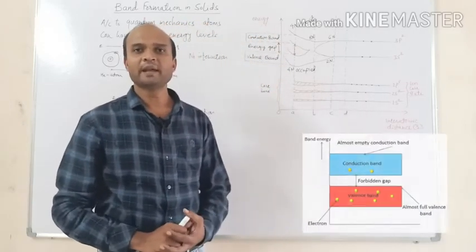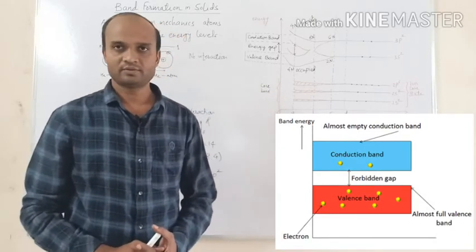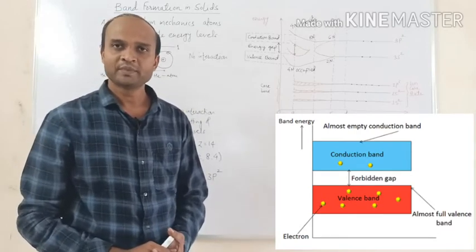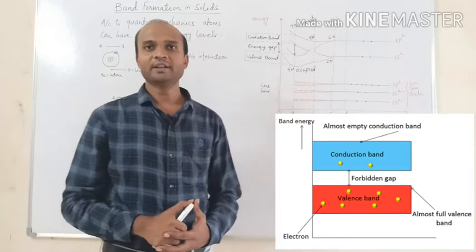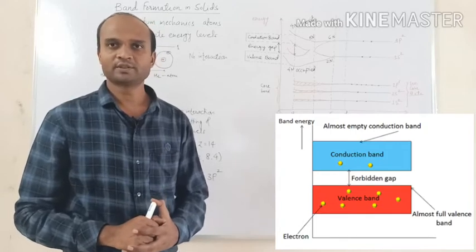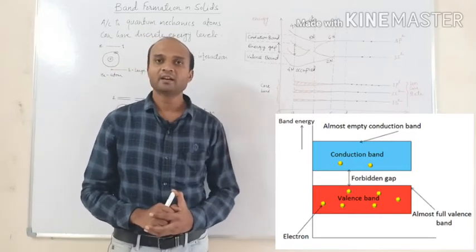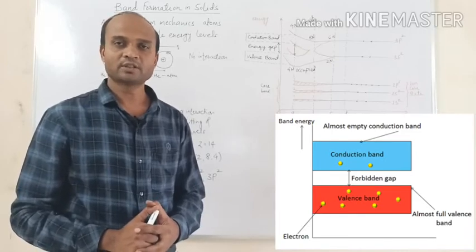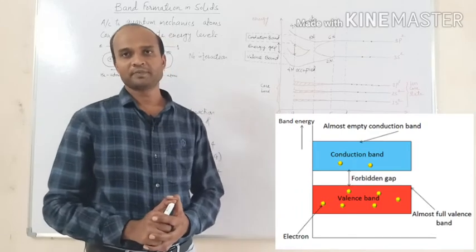Now, what is meant by the valence band? The energy band which contains valence electrons is called the valence band. It is never empty. It is either partially filled or completely filled, but it is never empty. It always contains some electrons, which are the valence electrons, and they are bound. They are not free for electrical conduction. So all the valence electrons are bound, and that's why they cannot play a role in the process of electrical conduction.